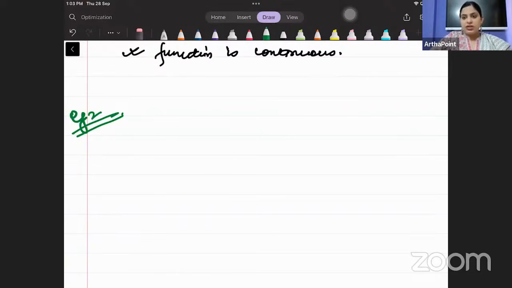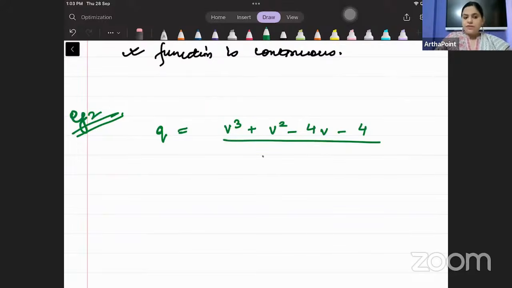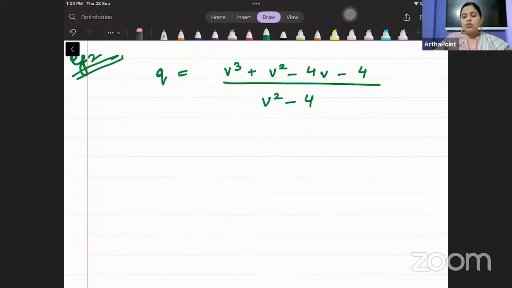So supposedly the function given to you is (v cube plus v square minus 4v minus 4) upon (v square minus 4), right? And it is asking you to check whether this function is continuous or not.